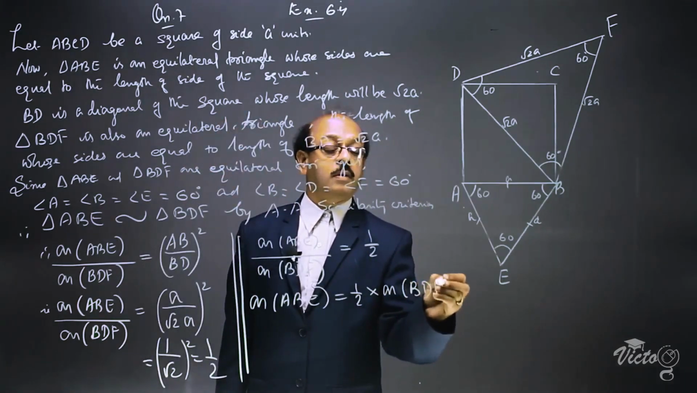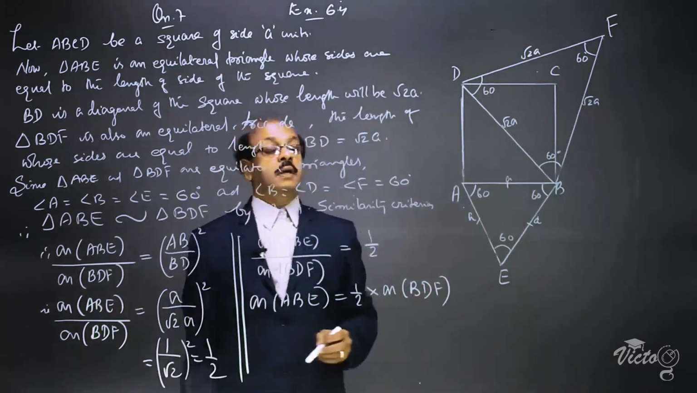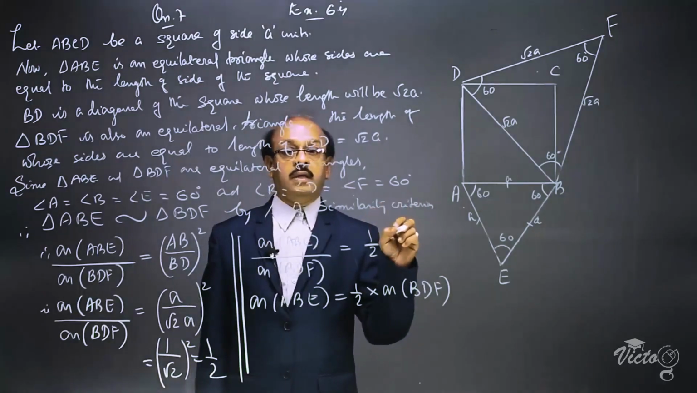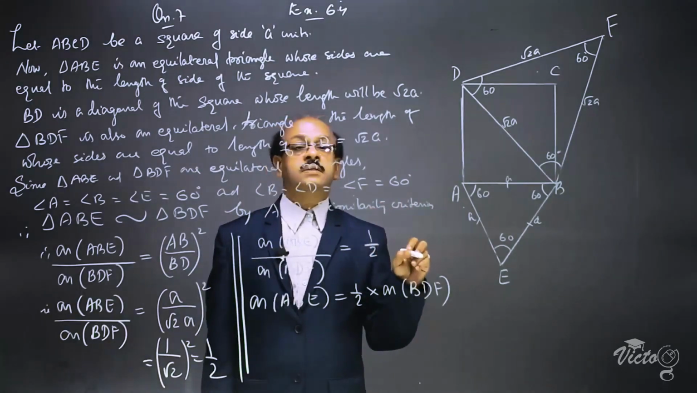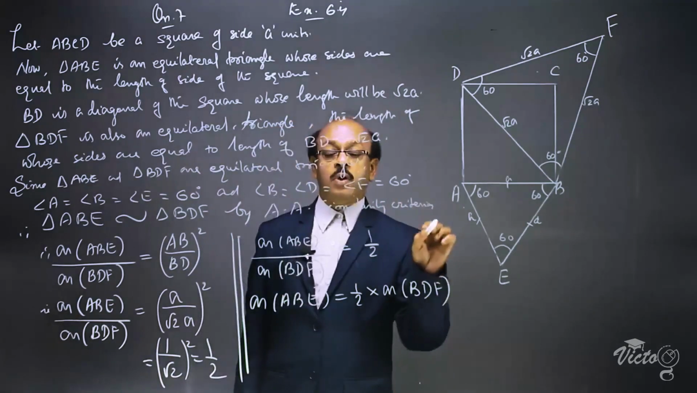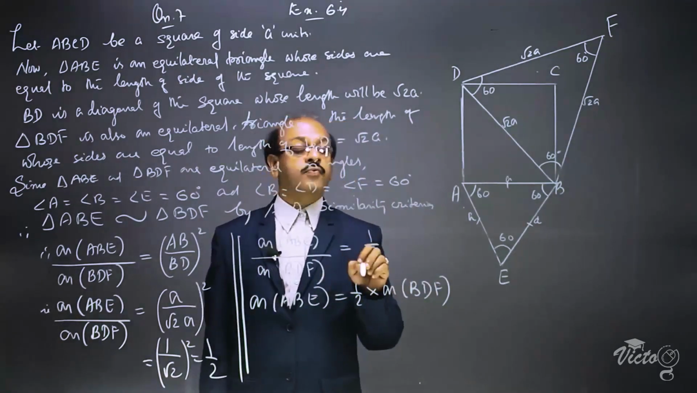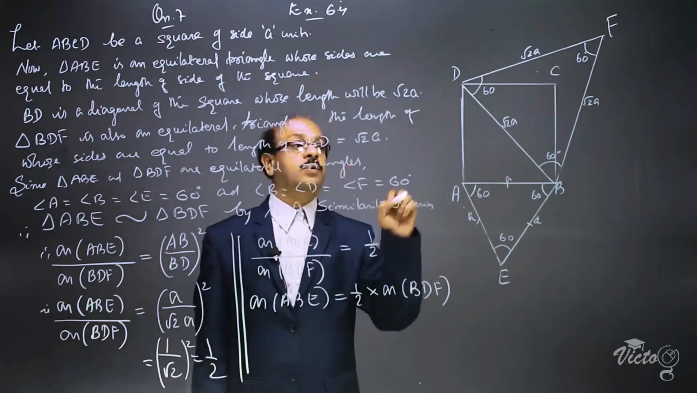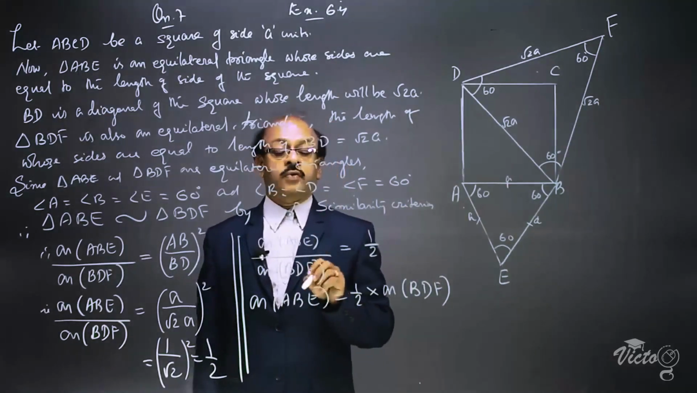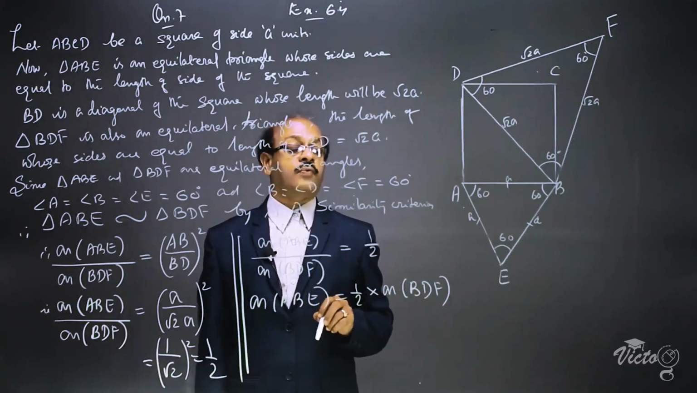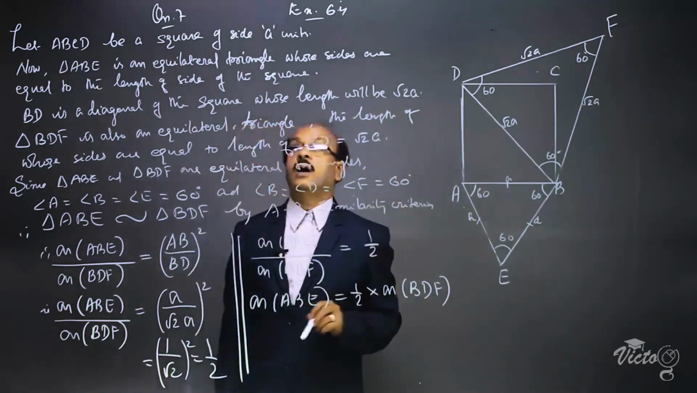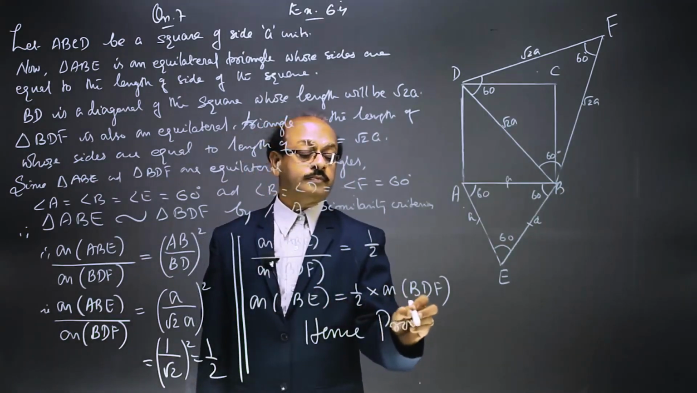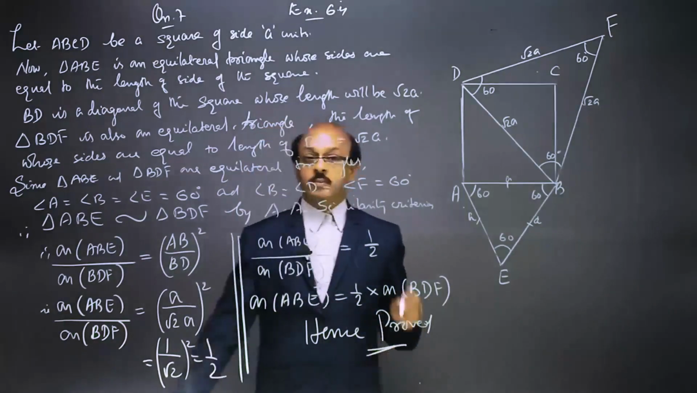That means the area of triangle ABE, whose one side is equal to the length of one side of the square, is half the area of triangle BDF, whose one side is equal to the length of the diagonal BD. This was what we had to prove. Hence proved. It's an important question.